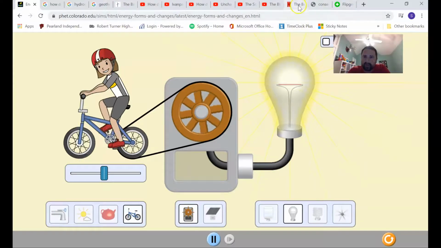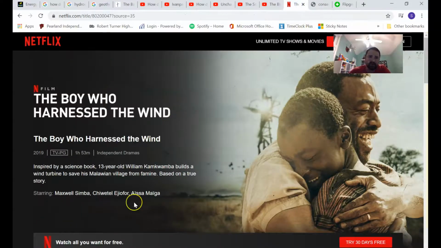If you get bored over the week, a great movie to watch right here is The Boy Who Harnessed the Wind. It's very similar. A boy tries to figure out, using science, how he can help his family, and he harnessed the wind to do that.